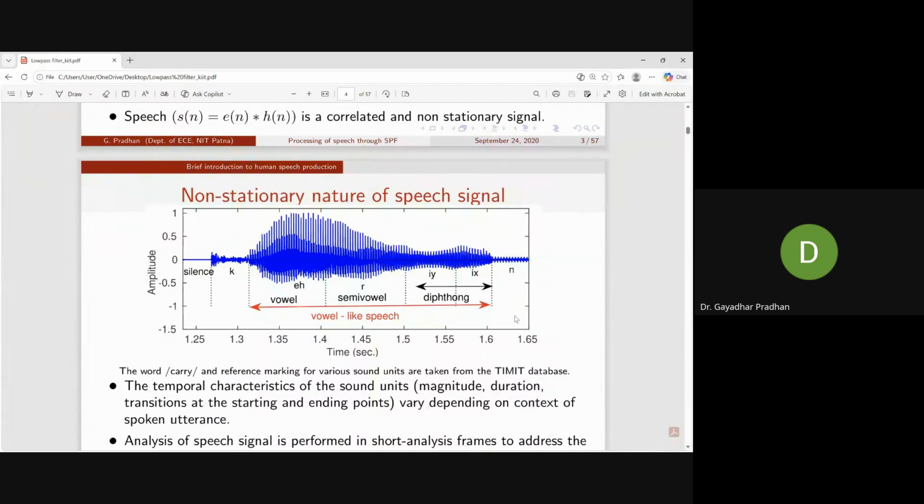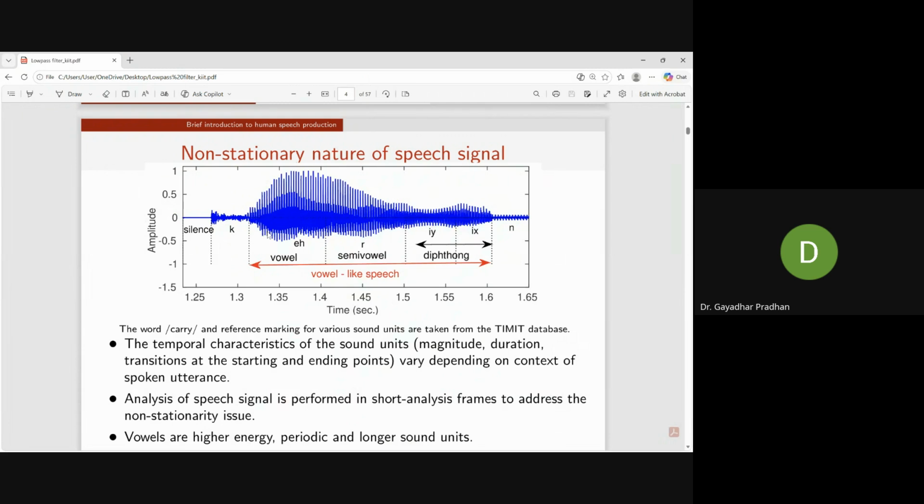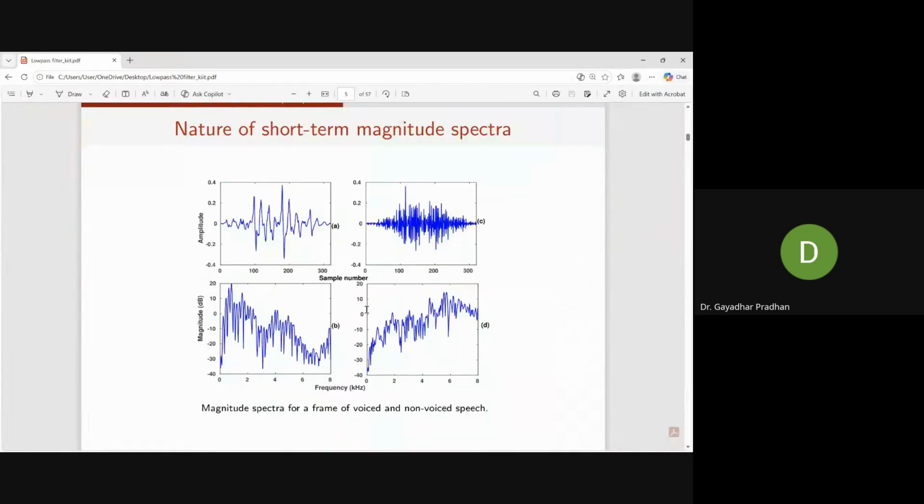In a speech signal, if you see in the time domain, the duration of sound units, the amplitude, the frequency, all those things are observed. If you go to the frequency domain of these sound units, in the time domain it is convolution. In the frequency domain, if you apply the Fourier transform, the convolution becomes a multiplication. So there is an impulse train multiplied with a slowly varying resonance structure. Resonance structure means these formants.